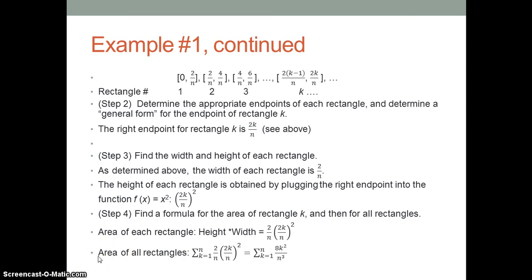Now, here's the real cool thing. When we're doing Riemann sums, now that we've abstracted a little bit, the summation symbol that we use is going to be able to help us add up all the rectangles. In this case, starting at k is equal to 1 and going to n. So we want the sum, the area of all the rectangles added together, because that will give us the total area underneath the curve. So that's the sum from k equals 1 to n of 2 over n times 2k over n squared. I kind of cleaned it up a little bit. That ends up being 8k squared over n cubed, and then we're going to do the sum from k equals 1 to n.